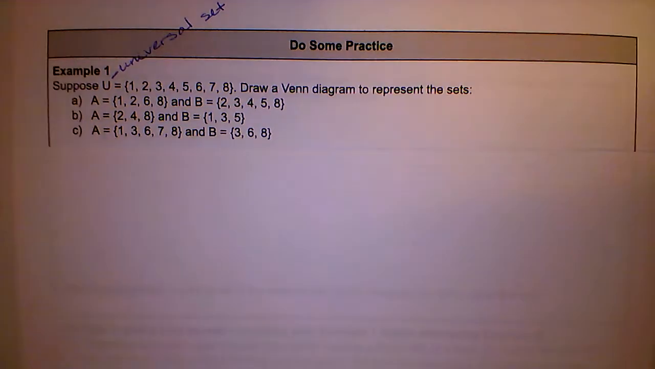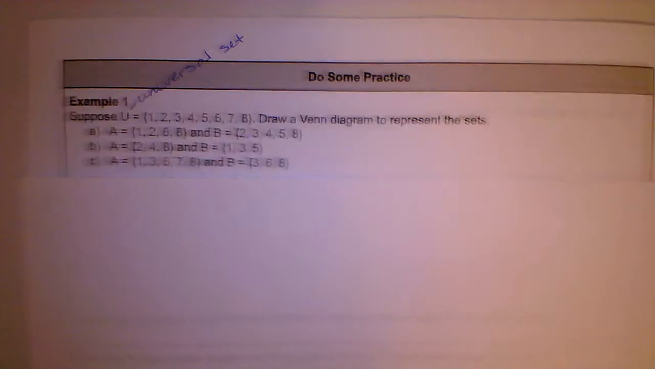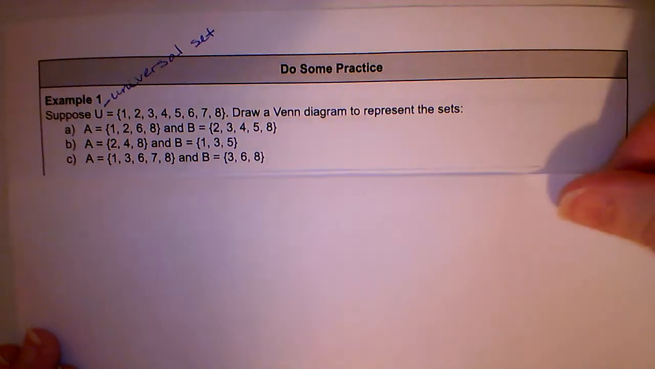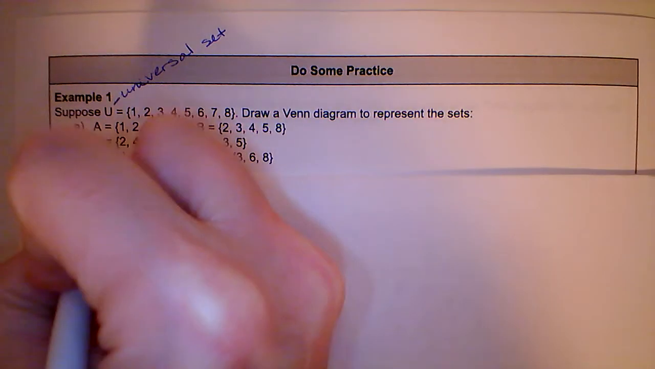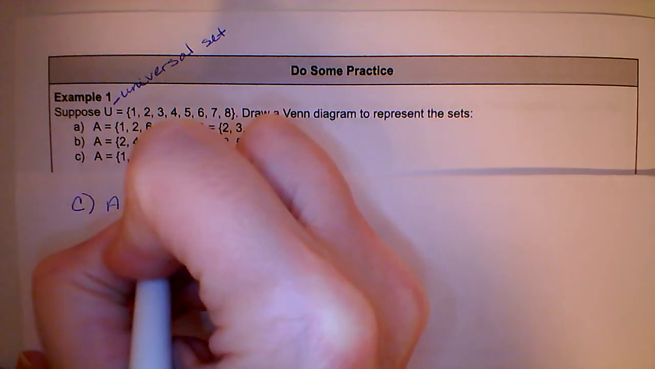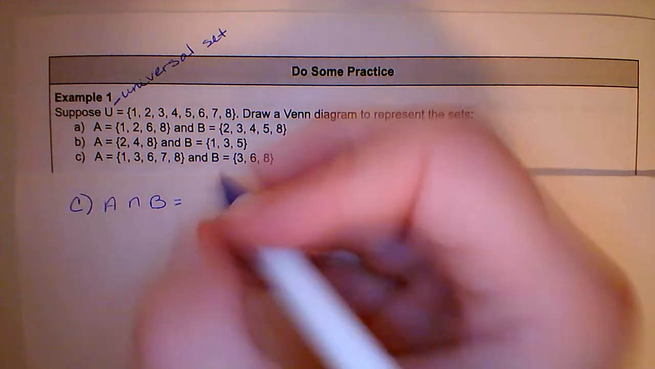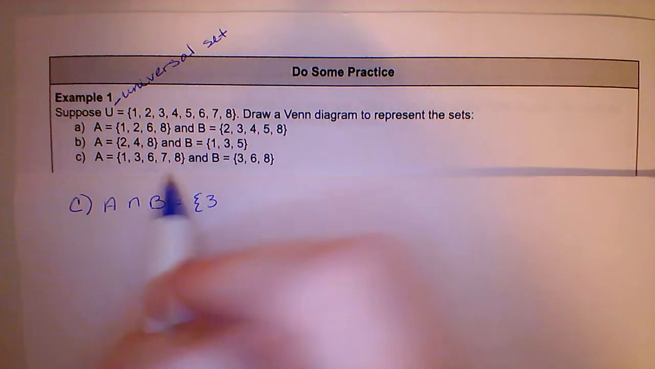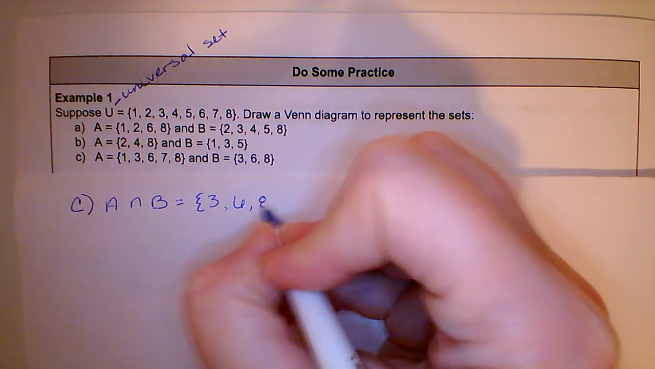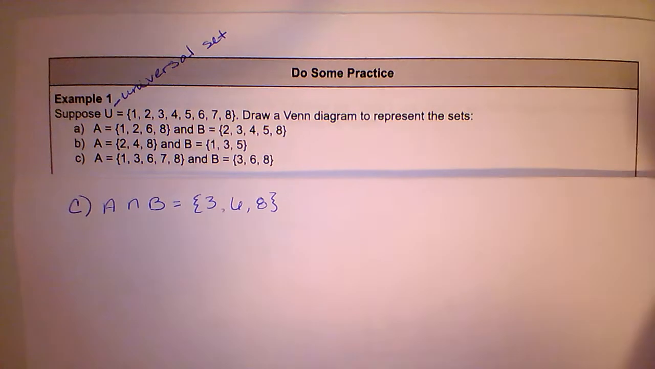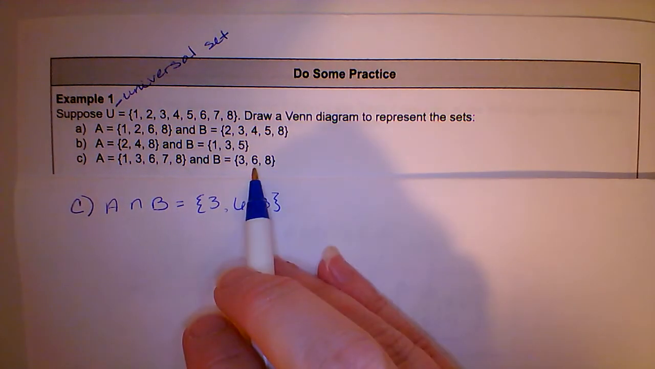Okay? So now let's take a look at part C. Let's make sure I get all this. All right. So for part C, again, I'm going to look for what's the intersection. What are the overlapping elements? Okay, 3. 3 is an overlap. 6 is an overlap. And 8 is an overlap. Okay, well, now I notice something a little bit weird here. The overlap is the entire set B.